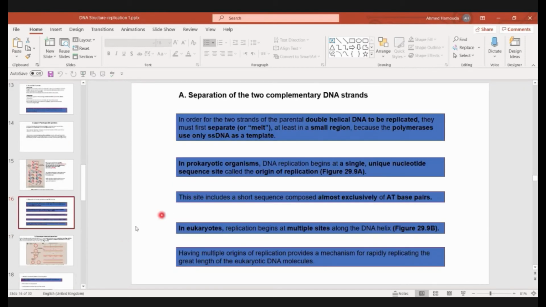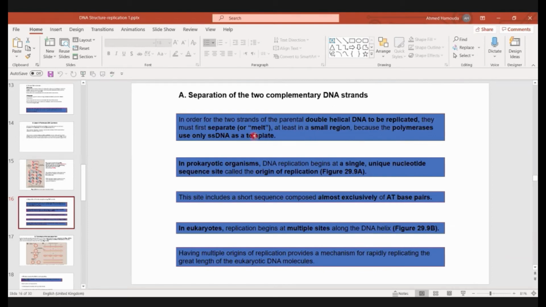So, assuming you have a double-stranded DNA and you want to replicate it, what will happen? I will show you a picture, but I want you to use your imagination first. Imagine you have a double-stranded DNA. They want to get replicated. Replication means duplication, double. They have to separate first.